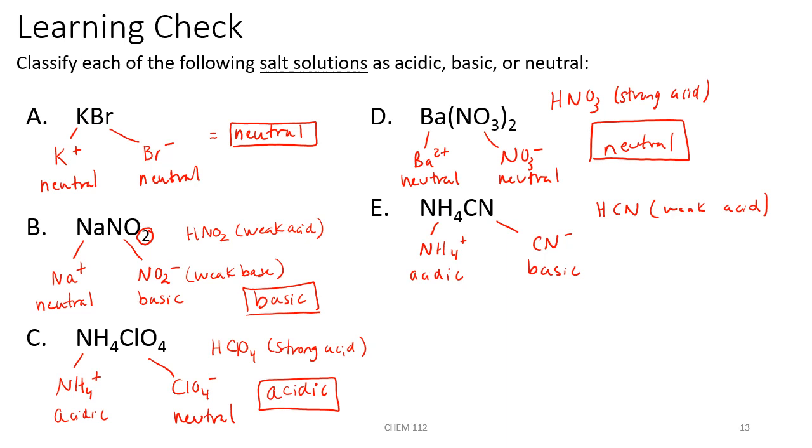So we're going to look at the Ka and the Kb for each of these. So Ka for the ammonium ion is 5.6 times 10 to the negative 10th. And the Kb for the cyanide anion is 2.5 times 10 to the negative 5th. So in this case, the Kb is greater than the Ka. Therefore, the solution will end up being basic because the hydrolysis of the cyanide anion will trump the hydrolysis of the ammonium cation.